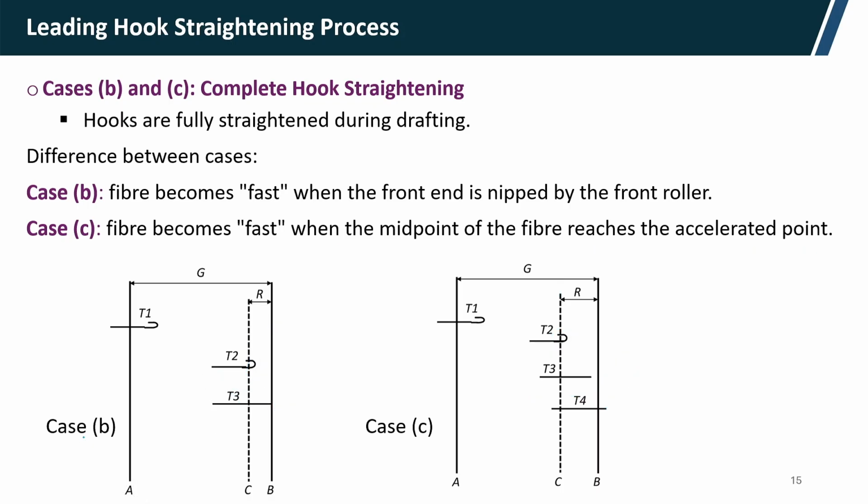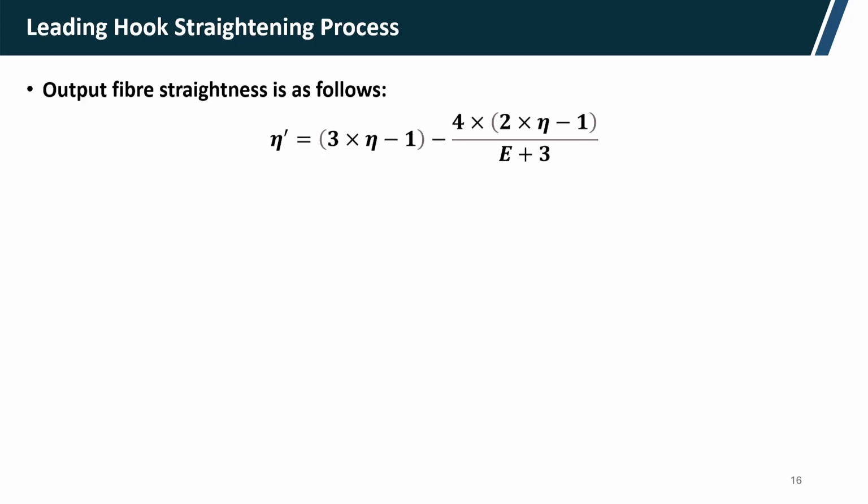In case of case B, the output fiber straightness in this case is 1. So output fibers will be straightened, and that straightness will be 1. So output fiber straightness we can derive. This is the relationship.